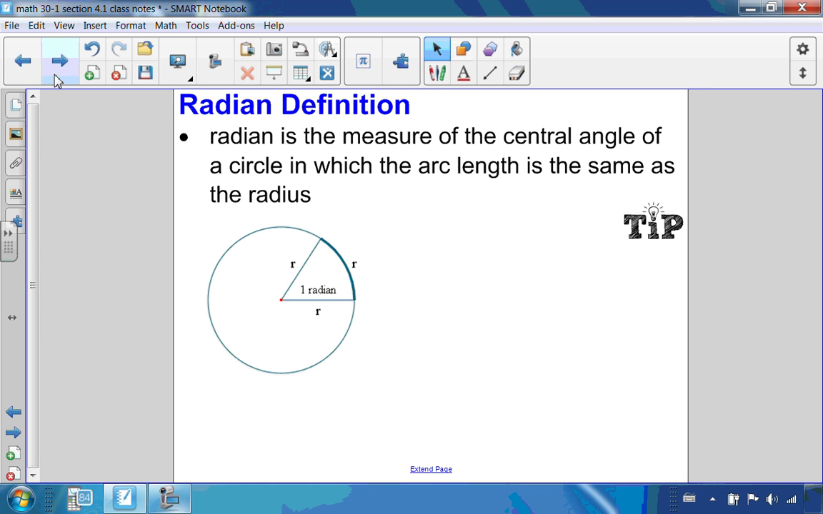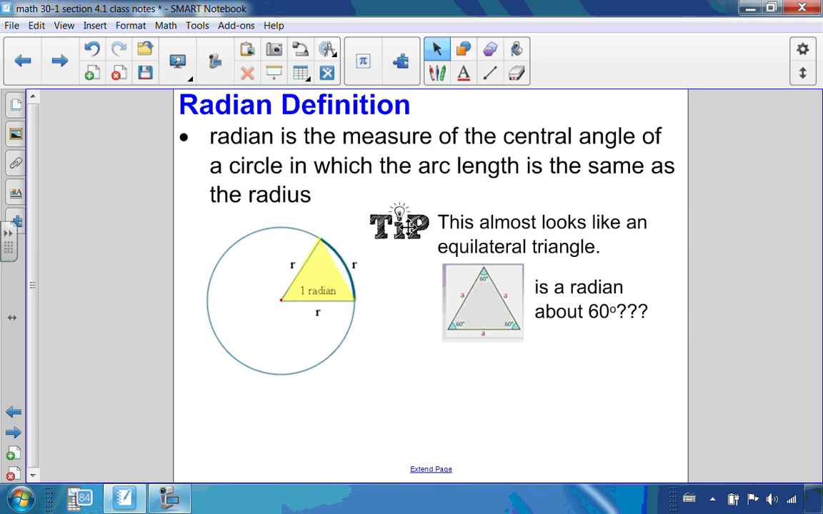The formal definition of a radian is this. A radian is the measure of a central angle, so the angle in the middle there, where the arc length, that's this curved piece here, is the same as the radius. So you have 2 radii here, and you're cutting the circle so that the arc is also the same length. Like if I were to take that arc and flatten it out, it would have the same length as a radius. It's almost like I have an equilateral triangle there.